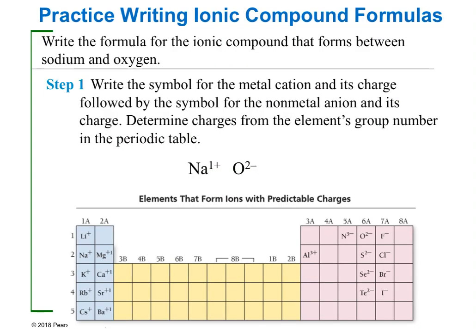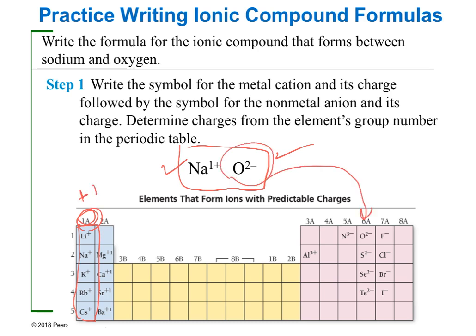All right, so why don't you go ahead and give this one a try. I would put my lecture on pause and see if you can come up with the formula that you get when sodium and oxygen chemically react. I've reminded you right here of the charges they get. Sodium's in group 1A, so the charges those elements get are +1. Oxygen is in group 6A, and the charges those elements get when they chemically react is -2.